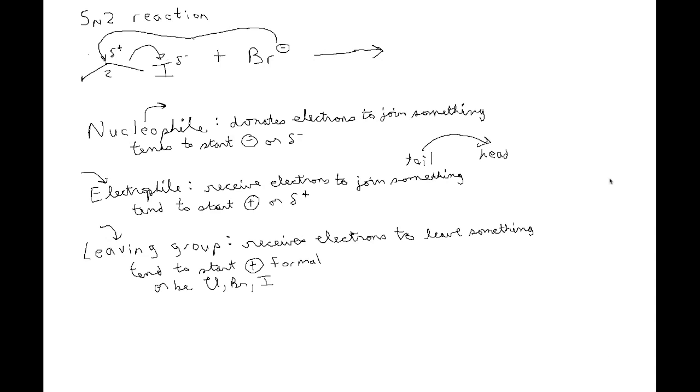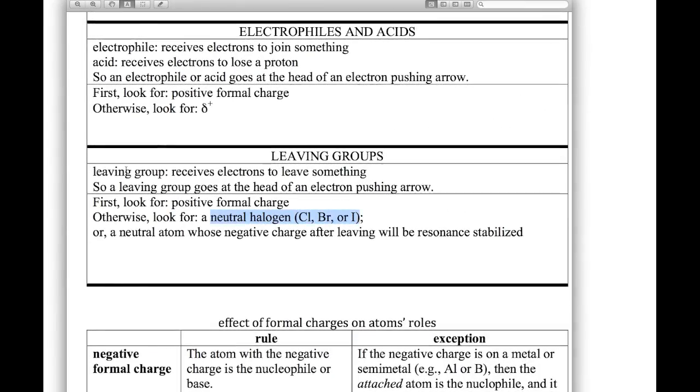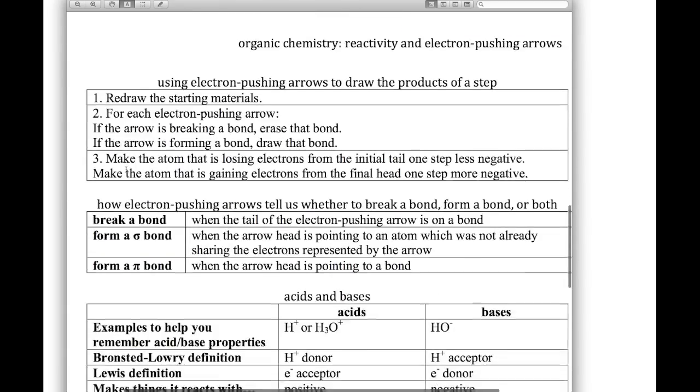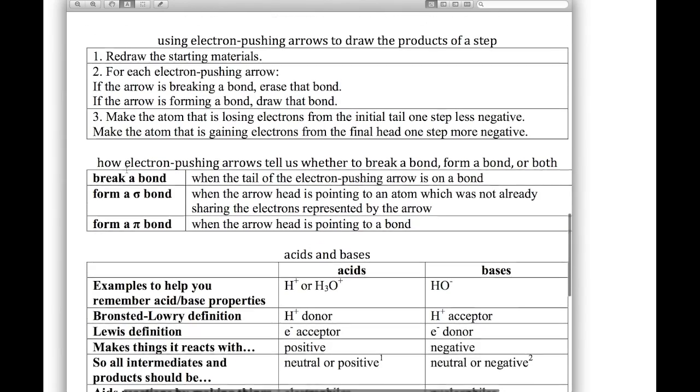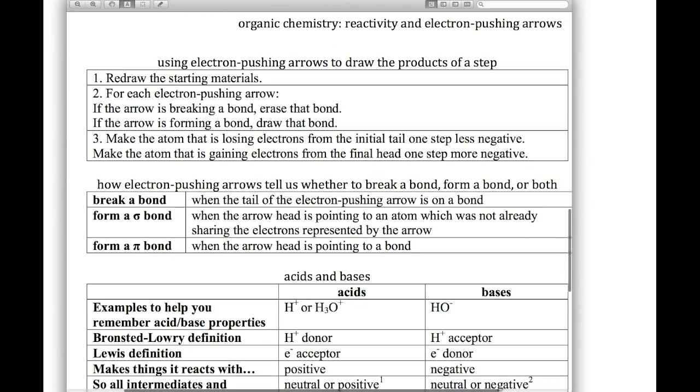Okay, so now we're ready to draw the product of that step. And we're supposed to use the arrows to draw the product. So here's a good method for drawing the products. This is on page 2 of that handout.